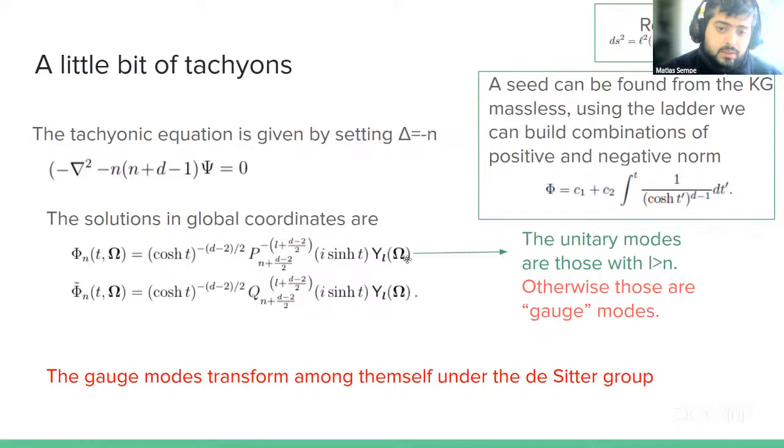This phi n is unitary only when the L that parameterizes the biggest quantum number of rotations is greater than the number n that goes with the absolute value of delta. So these are the only unitary modes. Otherwise, those are gauge modes, let's call them, because Q and P are not independent. So what we care about when we talk about unitarity is this.